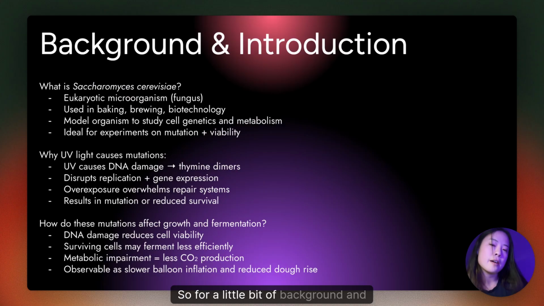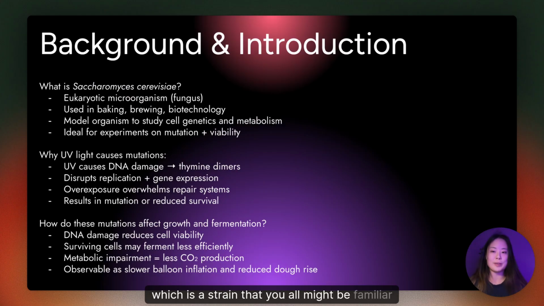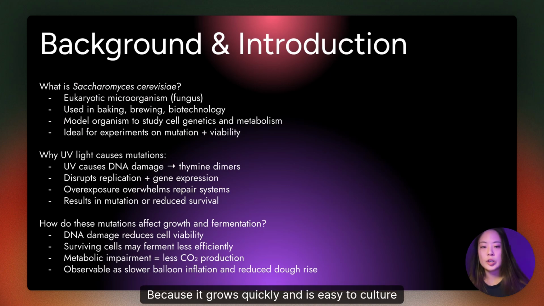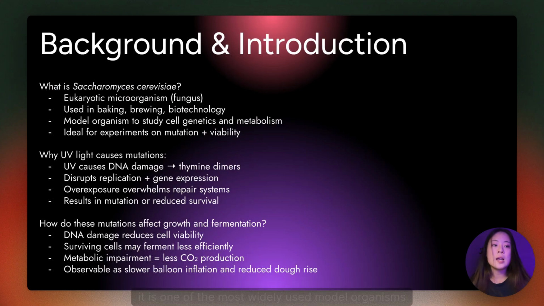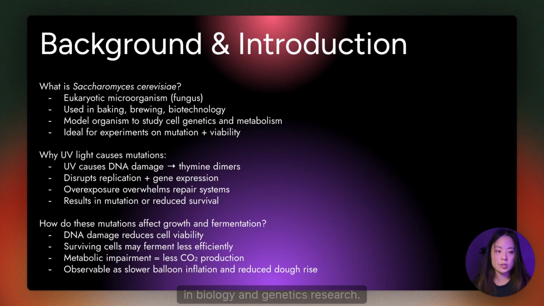So for a little bit of background and introduction, S. cerevisiae, which is a strain that you all might be familiar with as we used it in class previously, often called baker's yeast, is a single-celled fungus used for thousands of years in bread making, beer brewing, and fermentation. It converts sugar into ethanol and carbon dioxide through cellular respiration and fermentation. Because it grows quickly, is easy to culture, and has well understood genetics, it is one of the most widely used model organisms in biology and genetics research.